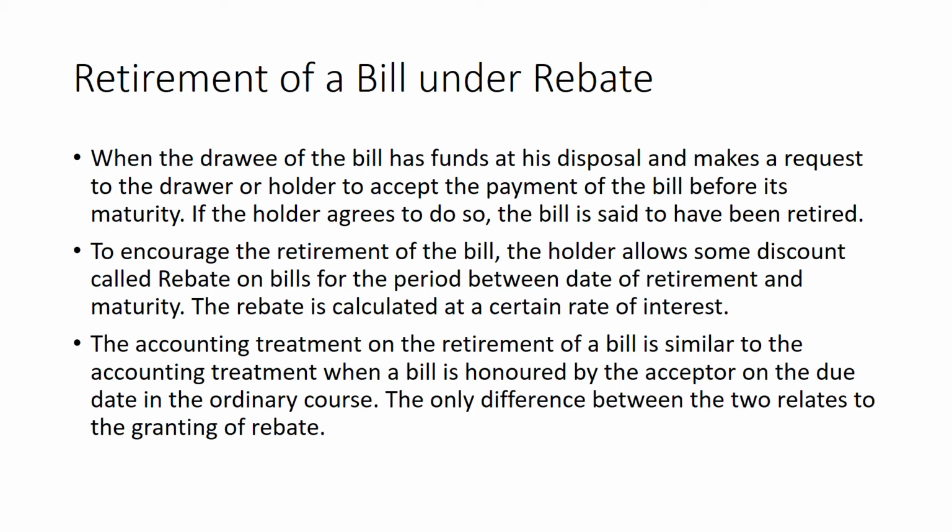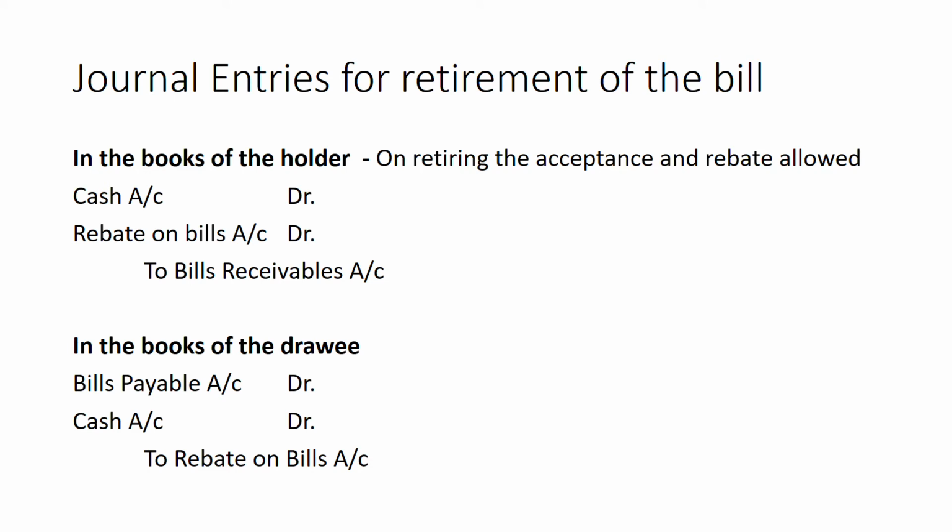The accounting treatment on the retirement of a bill is similar to the accounting treatment when the bill is honored by the acceptor in the due course. However, the difference is, in case of retirement of a bill, rebate is granted to the acceptor or the payer of the bill by the holder of the bill. So, the journal entry here in case of retirement will be, cash is received well in advance.